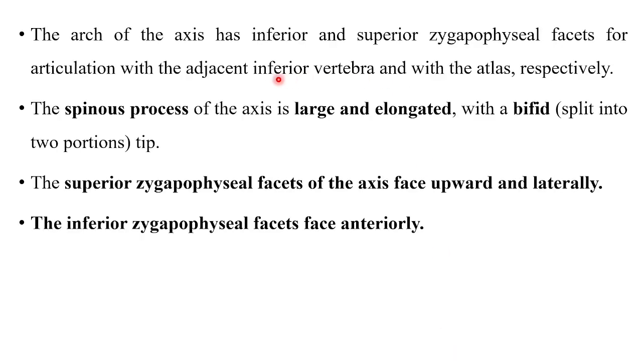The arch of the axis has inferior and superior zygapophyseal facets for articulation with the adjacent inferior vertebra and with the atlas respectively. The spinous process of the axis is large and elongated with a bifid tip, that is, it has been split into two portions. The superior zygapophyseal facets of the axis face upward and laterally, and the inferior zygapophyseal facets face anteriorly.